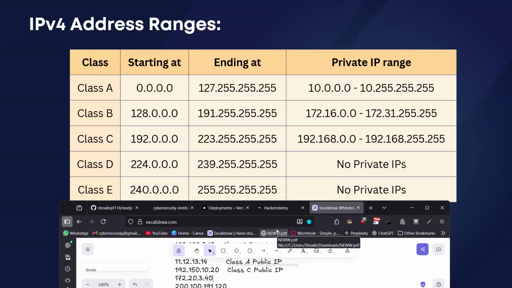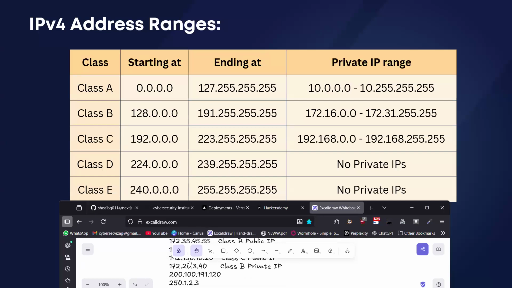Okay. Next IP, 172.20.30.40. So this is class B and private. The first octet is 172, and the second octet is between 16 and 31. So therefore, it's a private IP. Next, 200.100.191.120. Here, 200 is definitely class C again. And since it's not 192.168, this is a public IP as well.